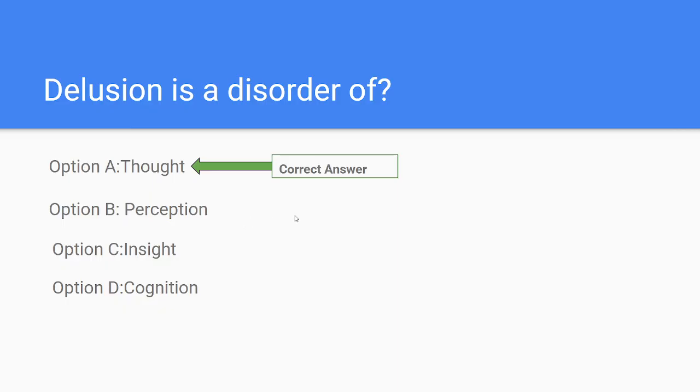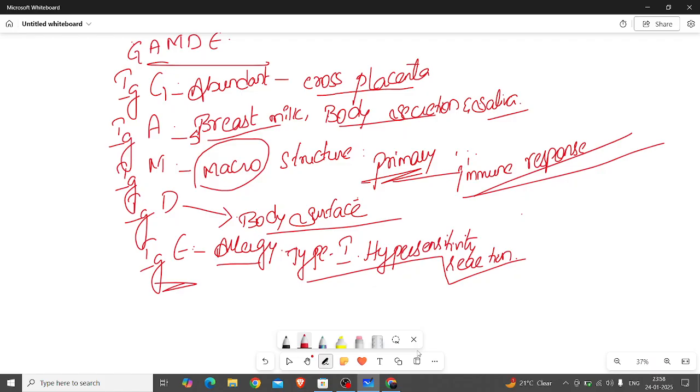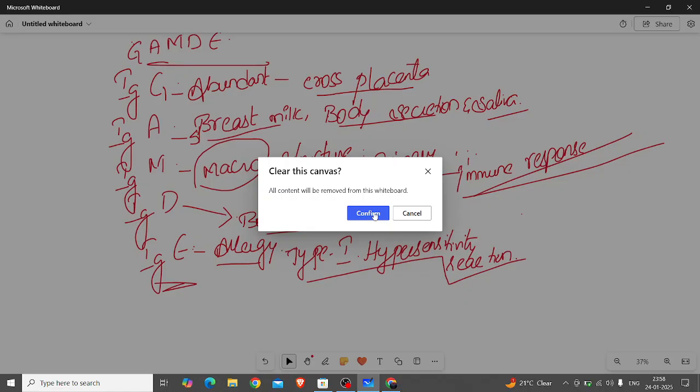Again, this delusion is of different types. By differentiating some things, we can easily see this. So delusions are mainly categorized into four based on the belief. First one, grandiose delusions.